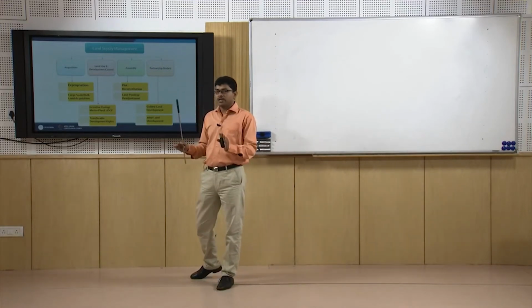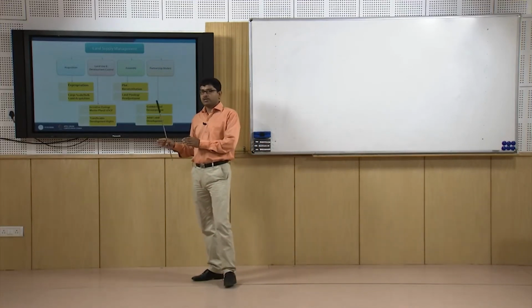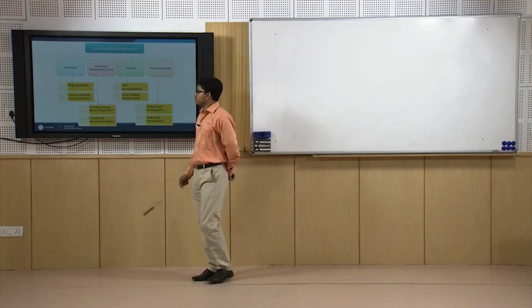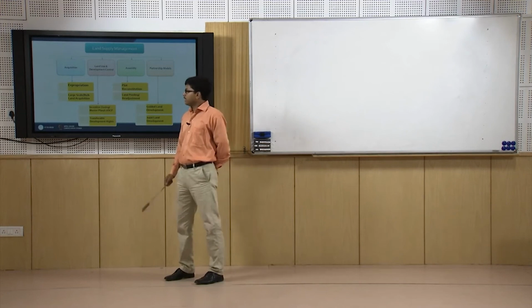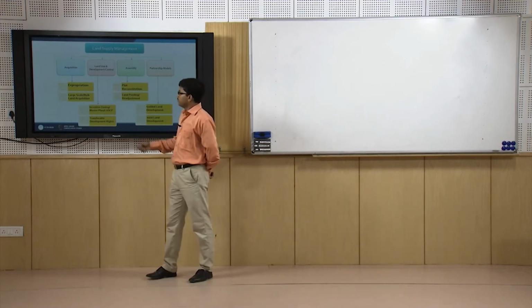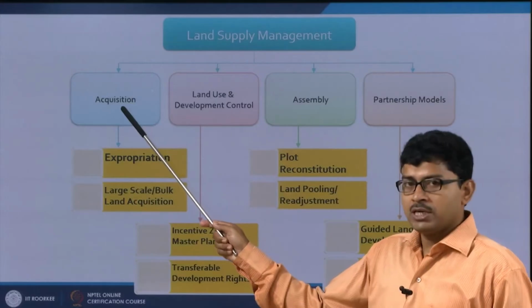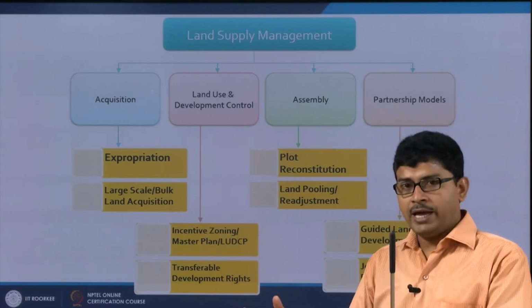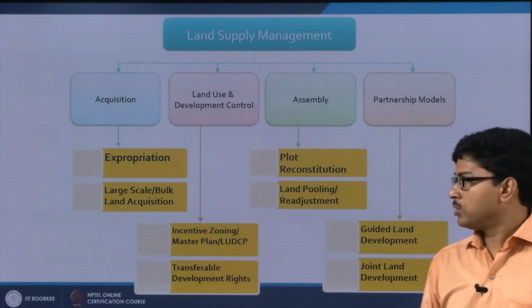So, considering all this land value dynamics with the connectivity and the land use, let us now see what the categories of land supply management are. There are broadly 4 categories of land supply management. The first is called acquisition. Acquisition is basically the acquisition of land and property by the government authority.